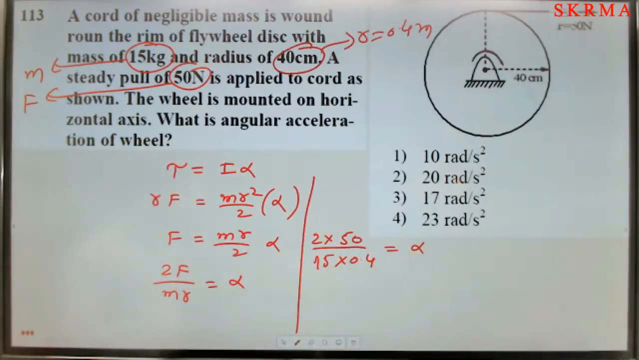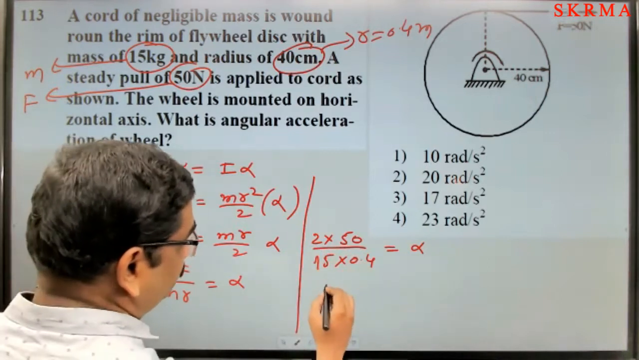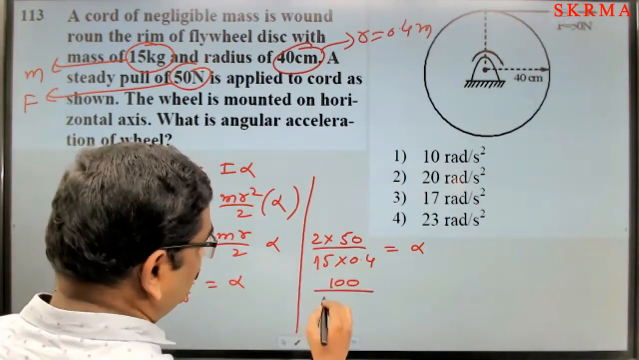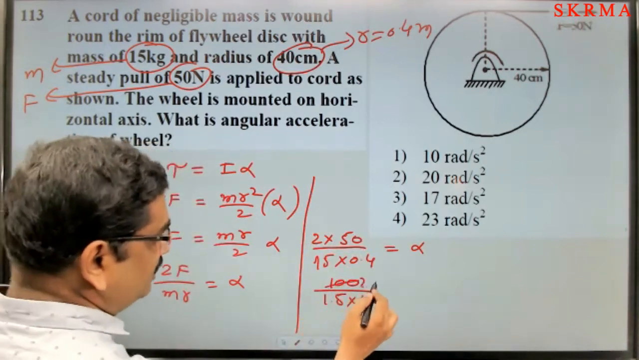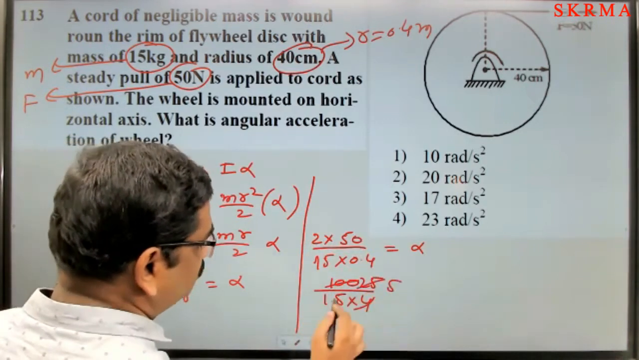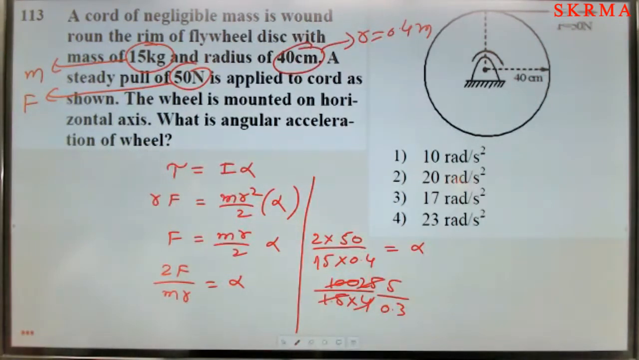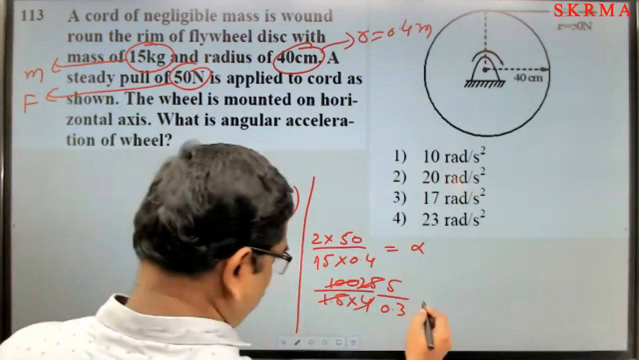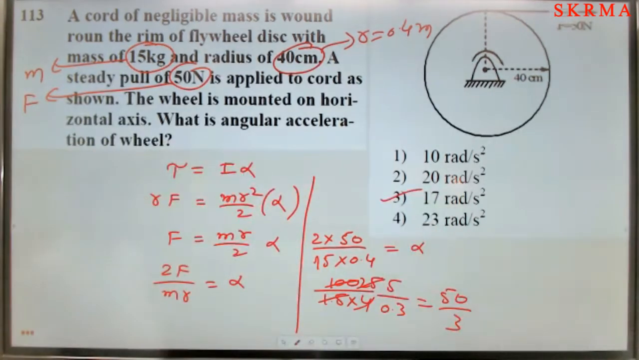Now solve this one. 100 by 0.4 into 15. 100 by 1.5 into 4. Now in this one, 25 times 5 by 0.3, or 50 by 3. So around 17.